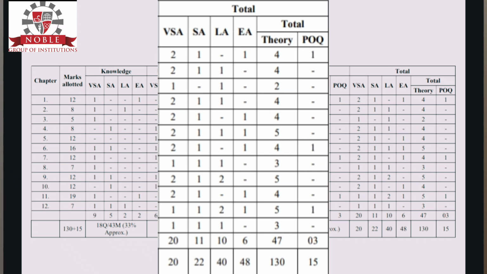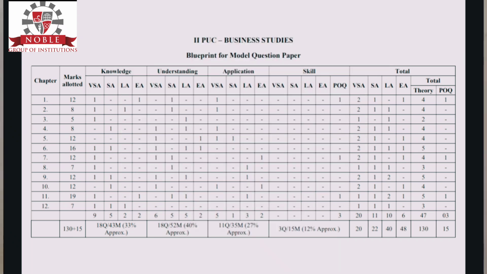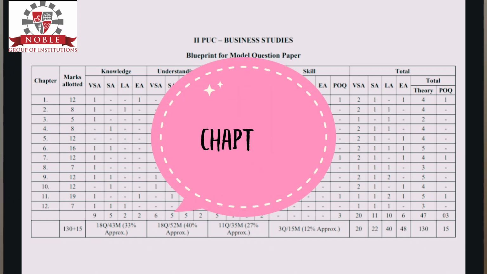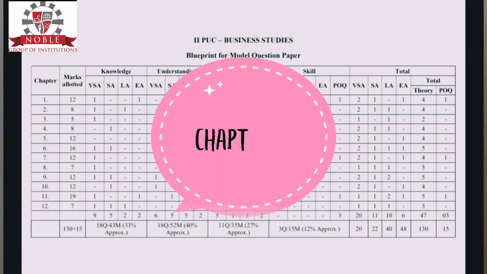And at the last, you have practical oriented questions, which are chosen from chapter number 1, chapter number 7, and chapter number 11. The highest marks are allotted to chapter 1, chapter 5, chapter 6, chapter 7, chapter 9, chapter 10, and chapter 11.